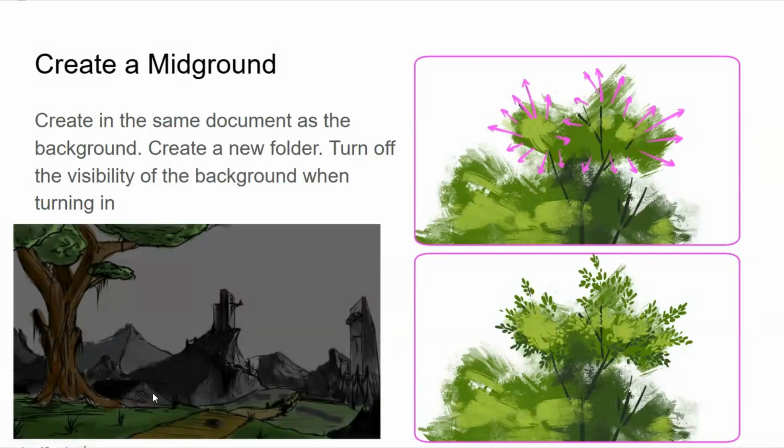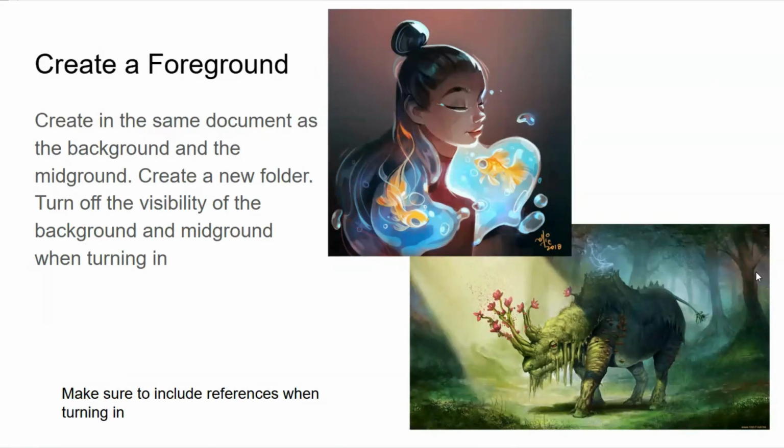And you're going to create your midground. So create it in the same document as your background, but create it in a new folder. Turn off the visibility of the background when you're looking at just the one layer. So we can see here in this midground, we have another layer here, and then in the background would be like the sky. There should be more detail than in the background, but not as much detail as there will be in the foreground.